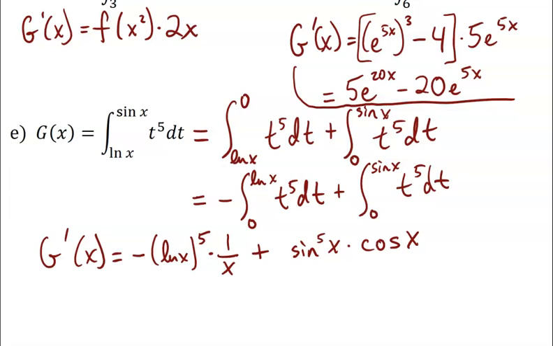Once again, I want to remind you, we are not taking the derivative of t to the 5th anywhere. I didn't do 5 times anything to the 4th. I plugged this into this function and then took the derivative of the u part.